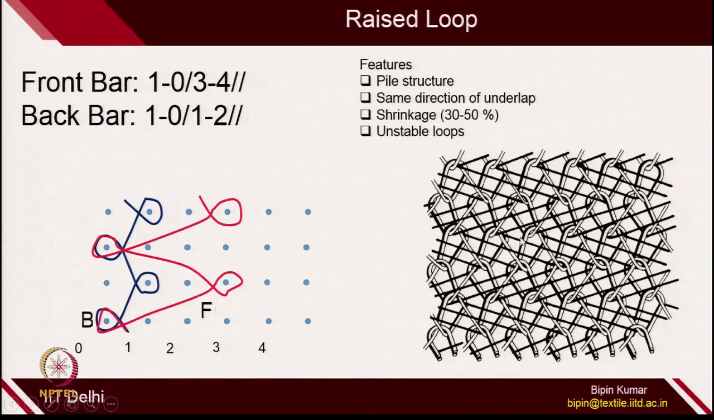Raised loop usually has a kind of pile structure because it has the long underlaps of the front bar, due to which such loops actually raise from the surface. Usually it has the same direction of underlap, you can see 0 to 3 from left to right and 0 to 1 also left to right. You will get a very high amount of shrinkage, around 30 to 50%, and the structure is highly unstable.